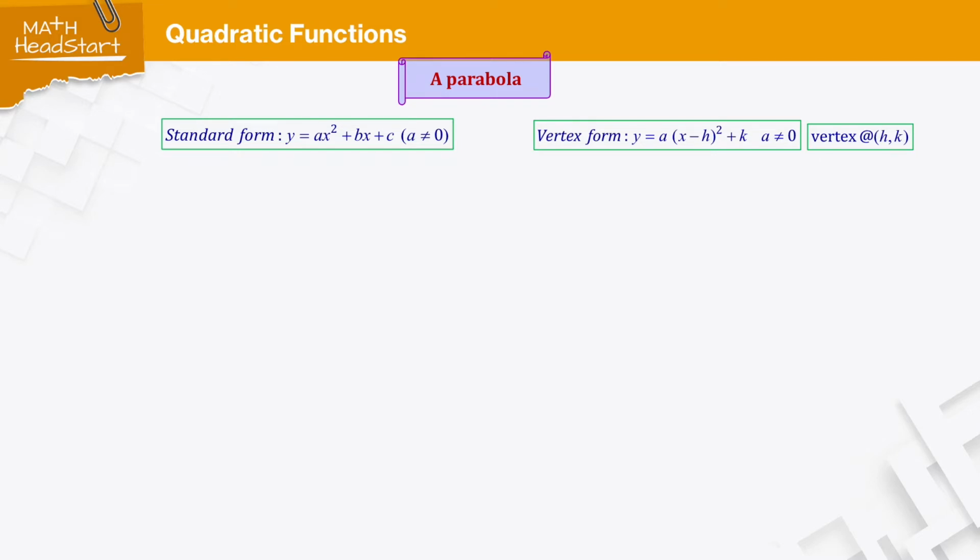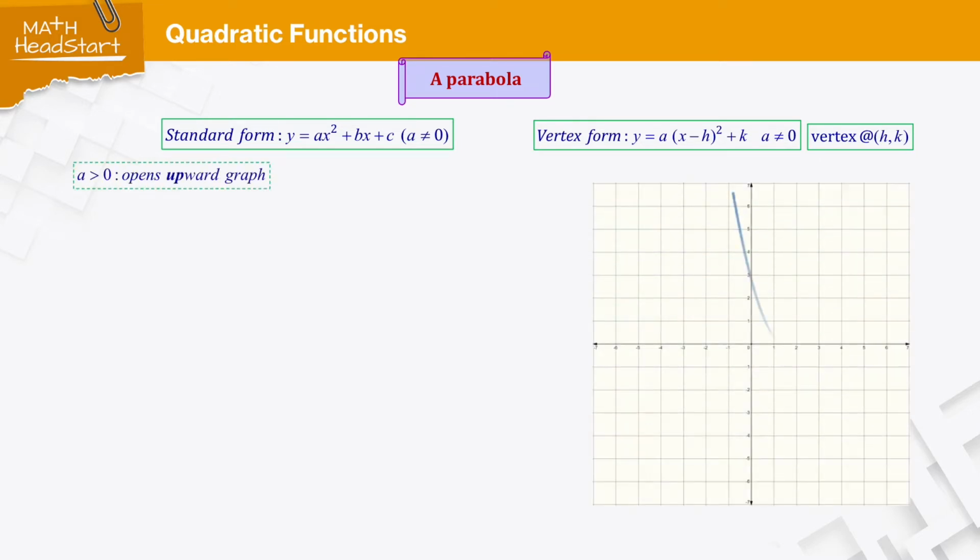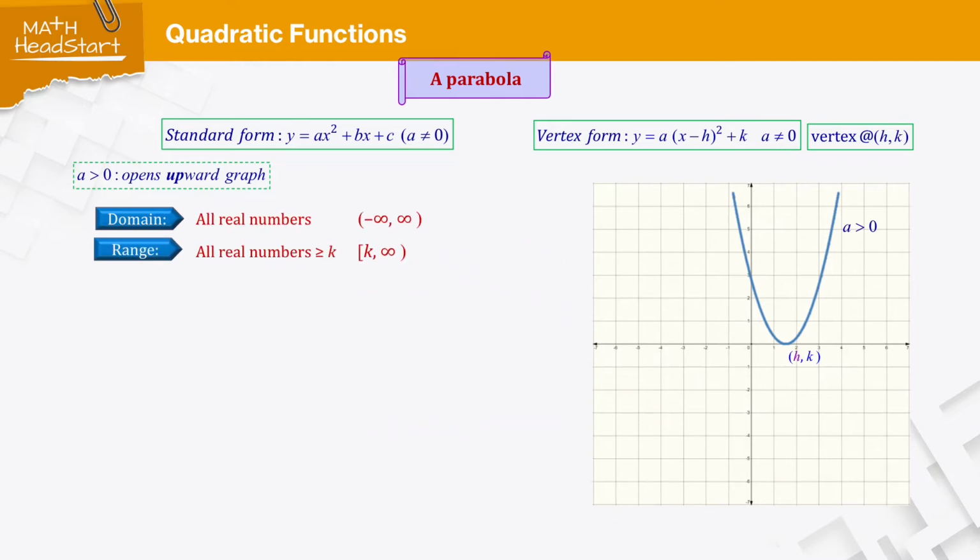If the leading coefficient a is positive, then the graph opens up. In this case, we can take any real numbers for the domain. However, the range is restricted. Its y-value starts at k, which is at the vertex, and goes up to infinity, including the k-value. This is why there is a square bracket on the left side in the interval notation.